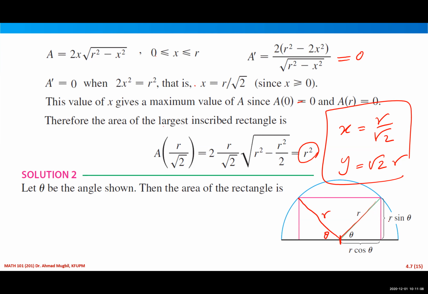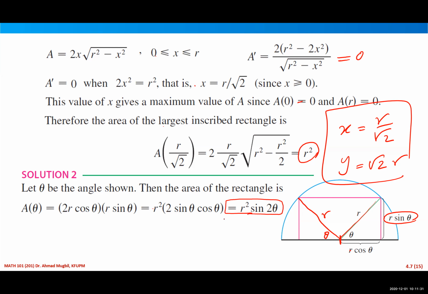Now, if you look at theta, this will be R sine theta. This will be R cosine theta. Simply, what will be the area, Shabab? It will be R sine theta, the height, times the base, 2R cosine theta. So the area is a function of theta. Multiply, it will be 2R squared cosine theta times sine theta, and 2 sine theta cosine theta is sine 2 theta. Now this is the area.